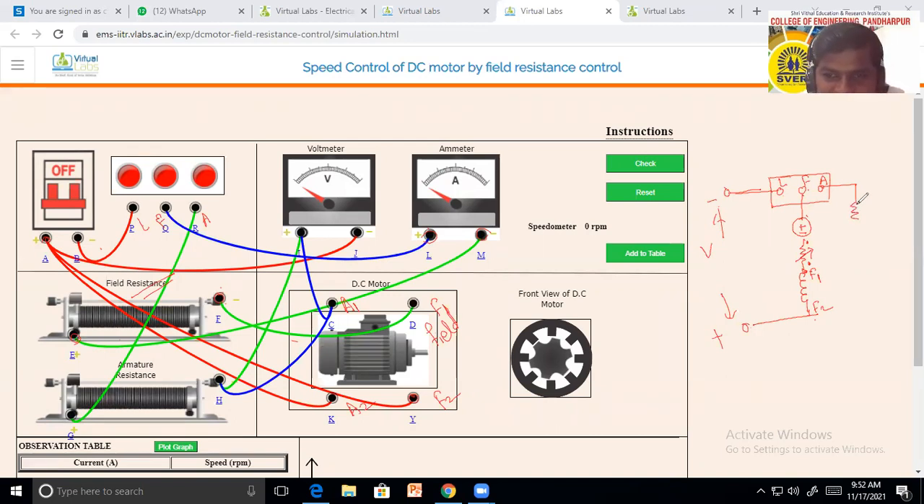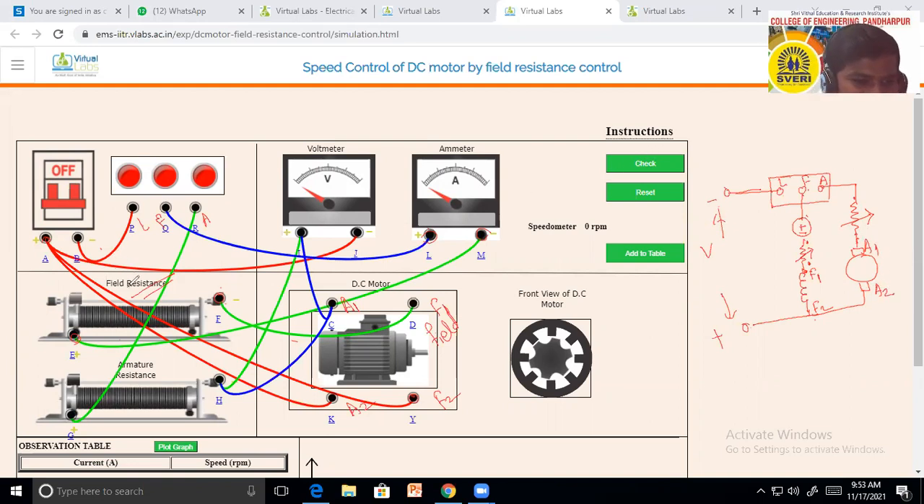Suppose one armature rheostat is connected, and after that armature rheostat, we are connecting this to the armature of the motor. Now see, this is the rheostat: first terminal, second terminal. This one is the armature A1 terminal. This one is the armature A2 terminal.